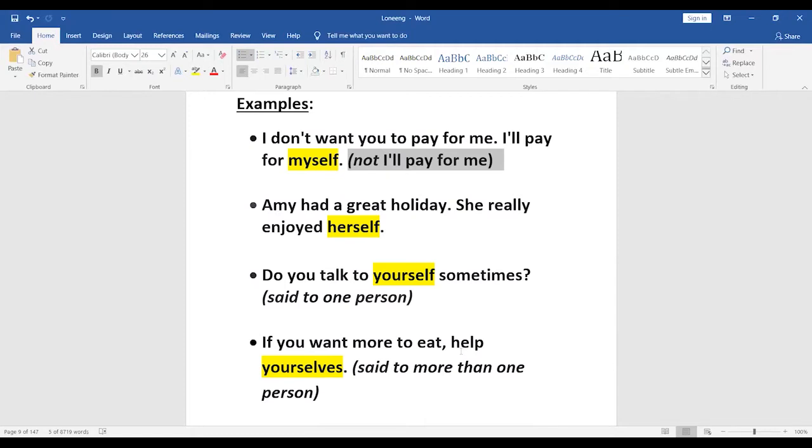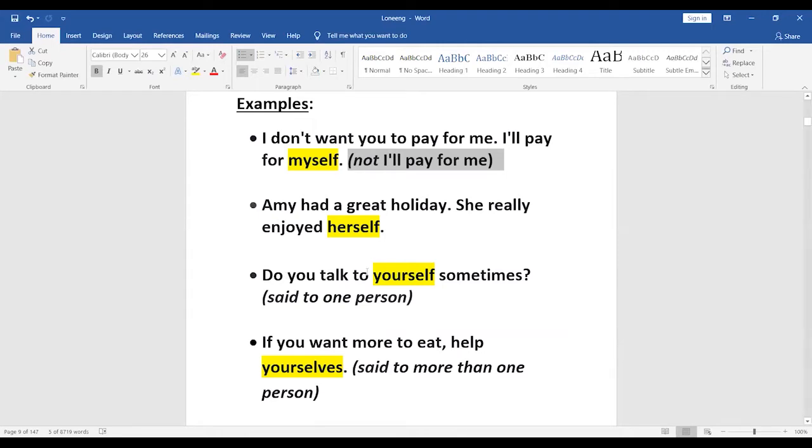All right, let's take a look at the second example. Amy is on a great holiday. She's having a blast, and she really enjoyed herself. You cannot say she really enjoyed her. You will say she really enjoyed herself. Which means never before has this happened, this is the first time Amy has enjoyed her vacation, or she's enjoyed her own company.